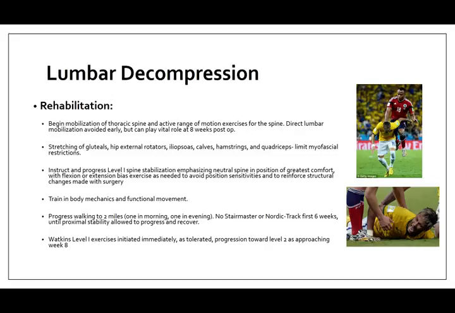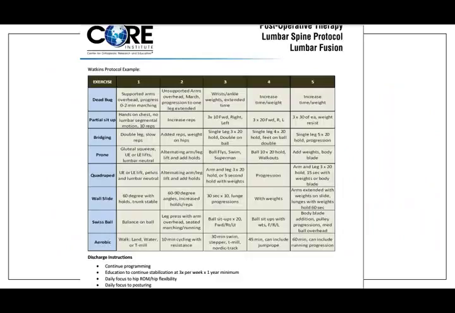The Watkins level 1 exercises are initiated immediately as tolerated, and progression towards level 2 is approaching week 8, and then you can go to level 3, 4, and 5 over the course of that 6-month time period. So the Watkins protocol example, we'll try to go over this in class today. These are core stabilization exercises in different body positions and what you might want to progress them to in terms of spinal stabilization for the lumbar spine. If we look at the column on the very left, it goes over the exercise and then phases 1, 2, 3, 4, and 5.